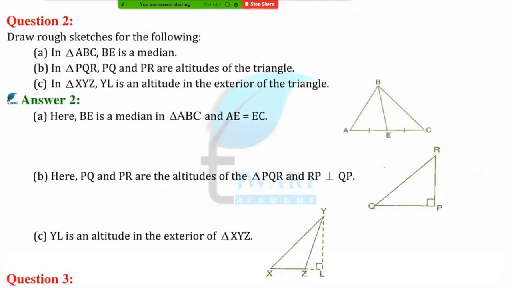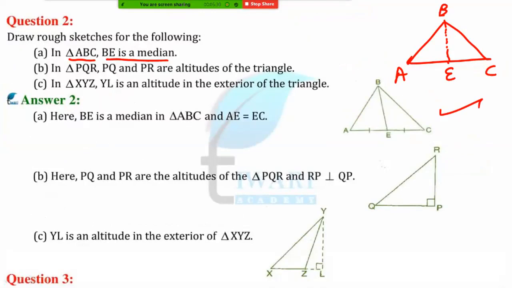So the next question is draw the rough sketches for the following. That is in a triangle ABC, BE is a median. So we have to draw a triangle that is ABC triangle. So we will draw ABC, where BE is the median. So median is the line which is starting from the midpoint. It means E is the midpoint and BE is the median. So this is the rough diagram.